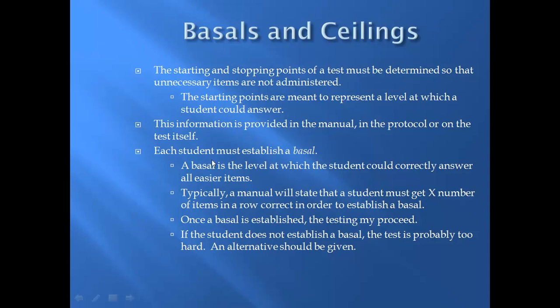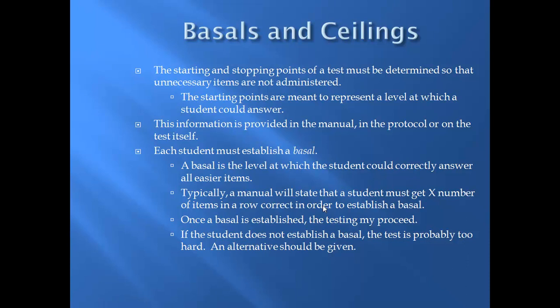So, the basal is the level at which the student can correctly answer all of the easier items. And typically, the manual is going to tell you that the student has to get however many number of items. Generally, it's 3. Sometimes it's 5. But most of the time, it's 3. And they have to get these right in a row.